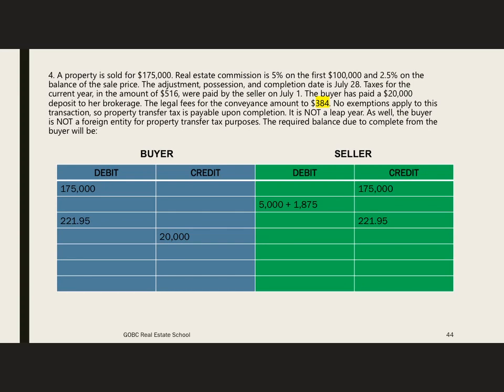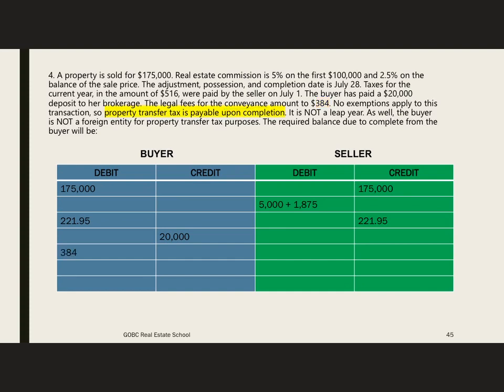Legal fees for conveyance amount to $384. It doesn't say that it has anything to do with the seller. So when it says conveyance, it means transferring the title to that property into the buyer's name. So the buyer is the one who would need to pay that. So we would debit the buyer and we would not have it appear on the seller's statement.